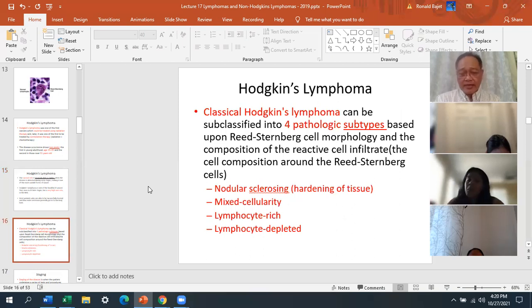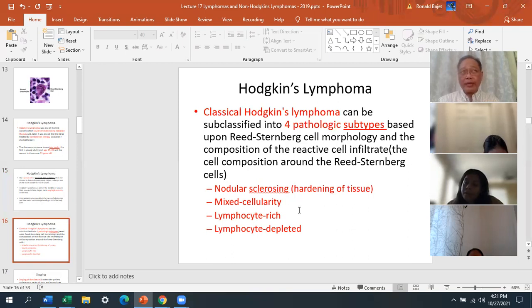Classical Hodgkin's lymphoma has 4 pathologic subtypes, and the 4 types are nodular sclerosing, which is hardening of the tissues, and you should know these 4. Nodular sclerosing, mixed cellularity, lymphocyte rich, and lymphocyte depleted. And these are the findings of the biopsy. Okay, it's based on biopsy of the nodule. Okay, and then the pathologist will be looking for the Reed-Sternberg cell. But the characteristic of the nodule itself, the lump, so to speak, is nodular sclerosing, which is hardening of the tissue, and they'll see mixed cellularity versus pure.